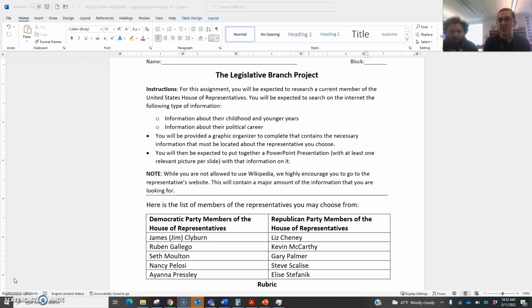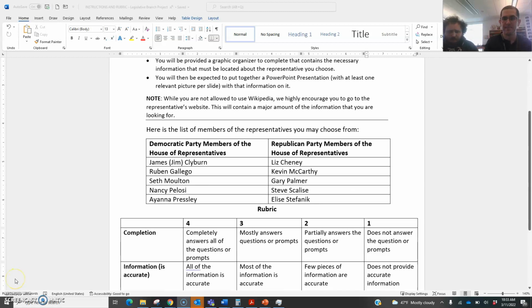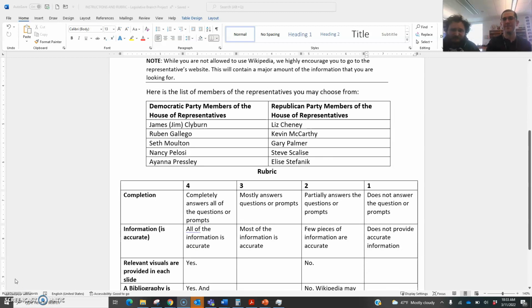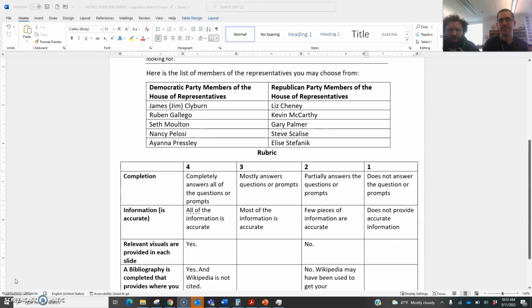You will also be expected to put together a PowerPoint presentation with at least one relevant picture per slide with that information on it. Now, here's a big note. While you are not allowed to use Wikipedia, we highly encourage you to go on the representative's website. This will contain a major amount of information that you are looking for. Sorry, just to add on to that, if you go on Wikipedia, chances are they got their information from the representative's website. So you might as well go straight to the source. That will have the most current and best information available for you.